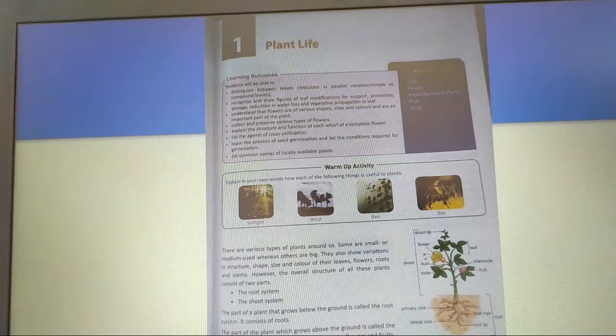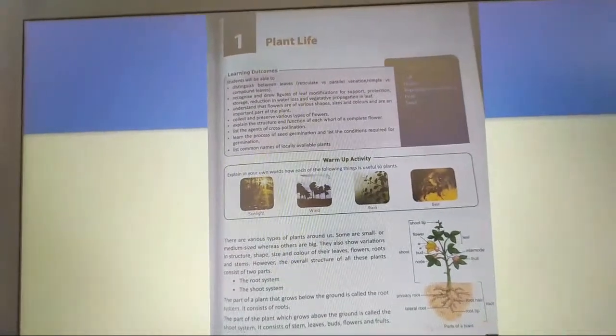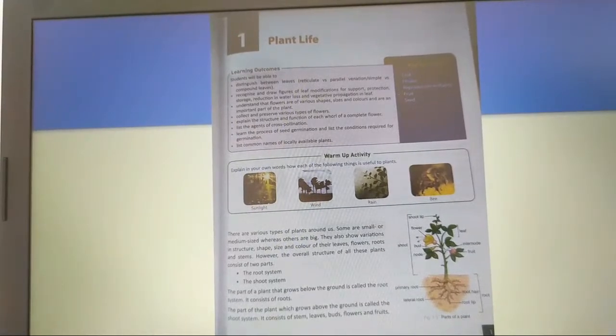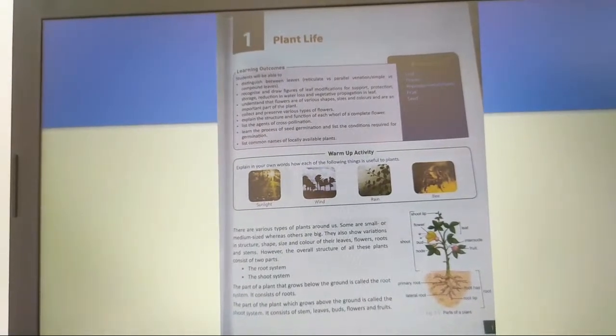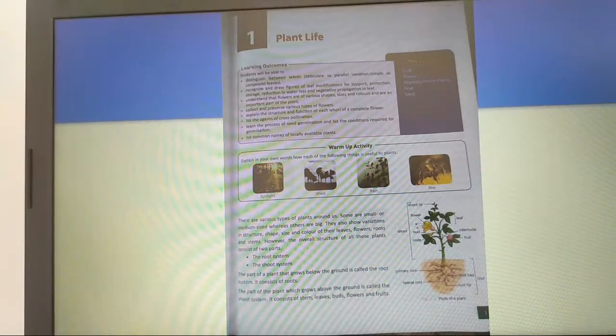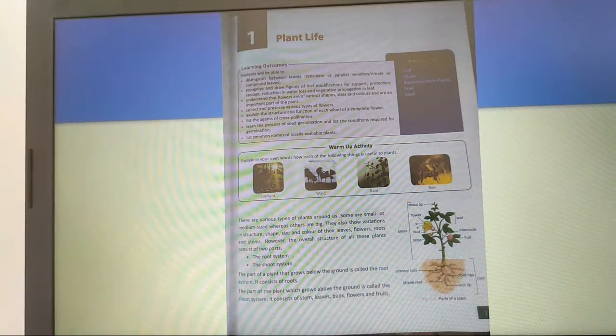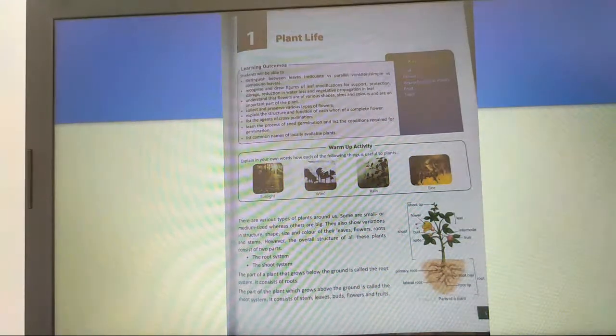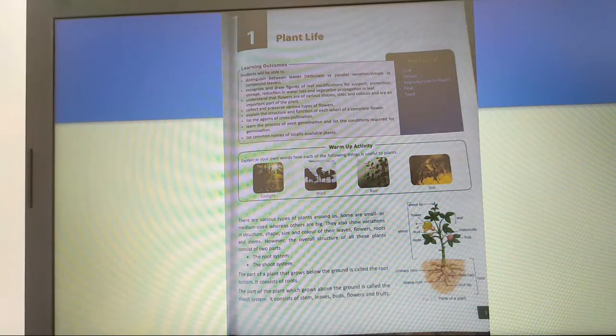Now, moving on with the chapter. The first chapter of this book is Plant Life, which we will discuss today. This is the content of the book. I know that you people don't have the book right now with you. So, this is the first page of the book. I think it will be helpful for you to see the content later on so that you can learn out of it.